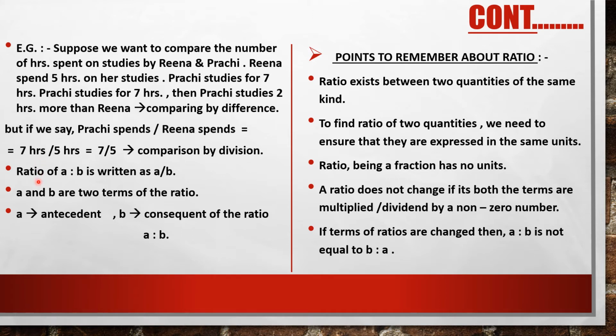Hence, ratio of A is to B is written as A by B. Remember children, every ratio can be expressed in the form of a fraction as A is to B equals A by B, where A and B are the two terms of the ratio. The first term A is known as antecedent and the second term B is known as consequent of the ratio A is to B. The symbol of ratio is colon.